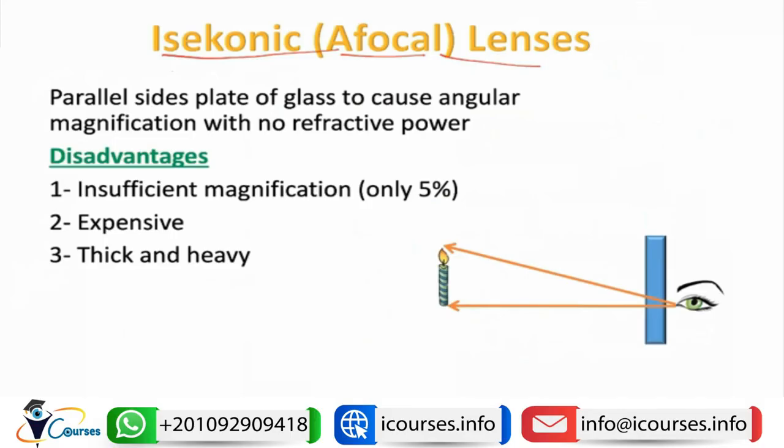So if the eye is looking at an object and we place a parallel plate of glass, this will lead to just displacement of the image. And this displacement of the image will increase the angle subtended at the eye, leading to increased magnification, or what's called angular magnification. But unfortunately, it is only about 5%. And given that a parallel plate of glass or afocal lens is expensive, thick and heavy, they are no longer used.